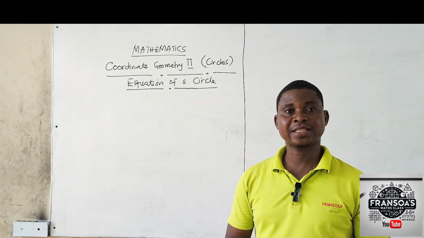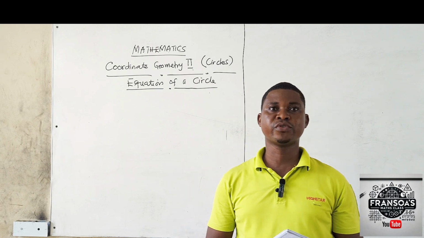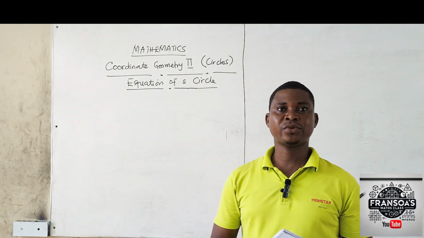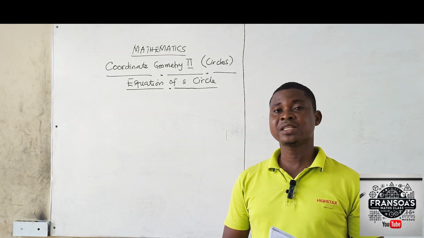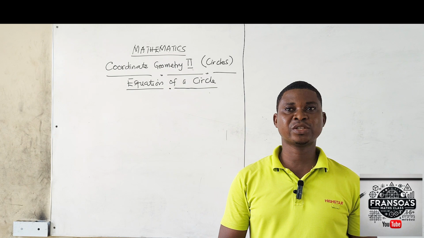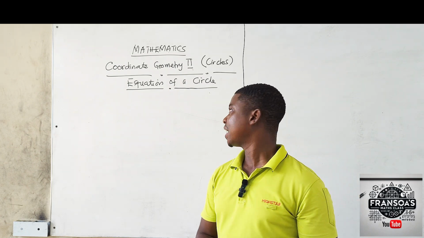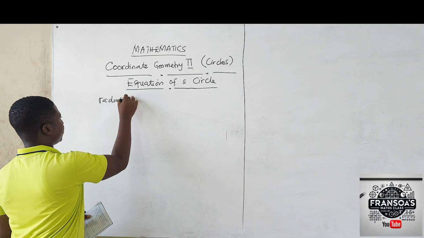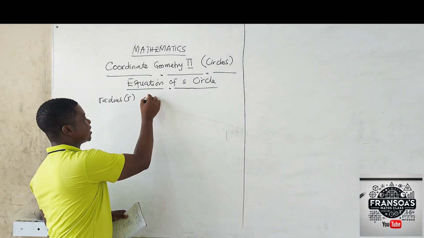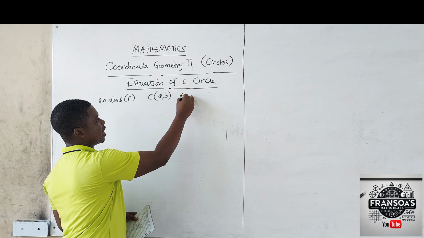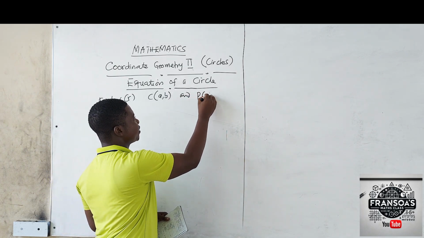Today we are going to look at the topic coordinate geometry 2, which is under circles. And within that, we are going to look at equations of a circle. We are going to look at the equation of a circle with radius R, with center C, which is (a, b), and a point on the circumference P, which is given as (x, y).